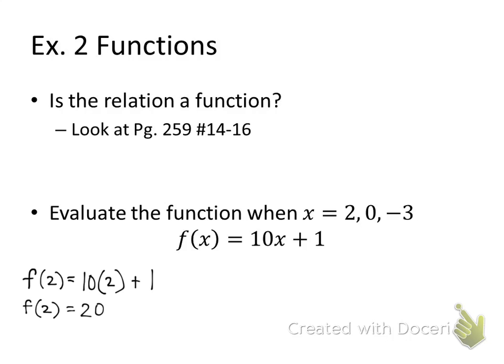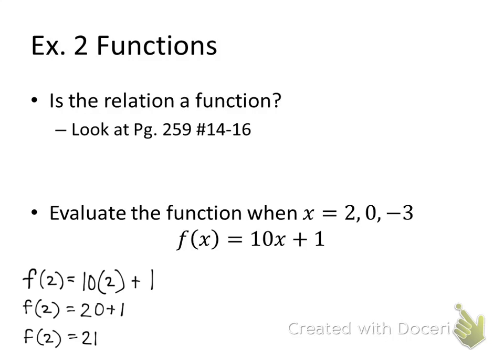20. And then I would say for the function of 2, I have 20 plus 1, which is 21. So here's the part about it that makes it a function. Watch this. For the input of 2, I get an output of 21. There's only one output for this input. Does that make sense? Yeah. So that's all we're doing there.